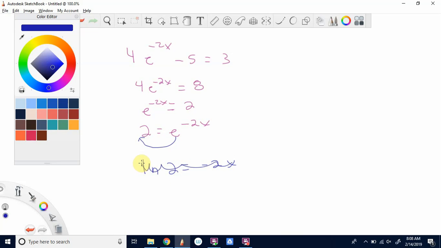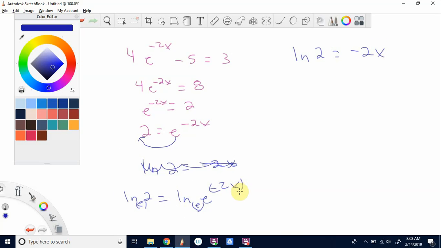Oh, sorry, I lied. I'm going to take the natural log of both sides. So I'm going to have the natural log of 2 equals the natural log of e to the negative 2x. We said this is implied base e, so this equals 1, so this just becomes the natural log of 2 equals negative 2x. So this is 1.